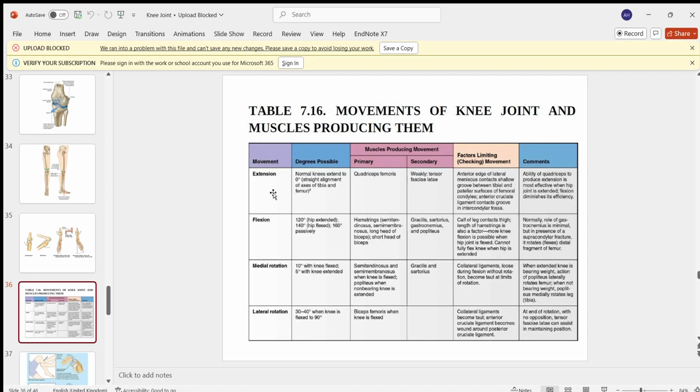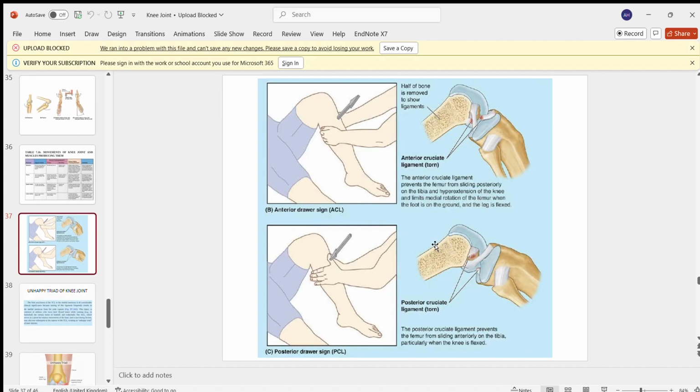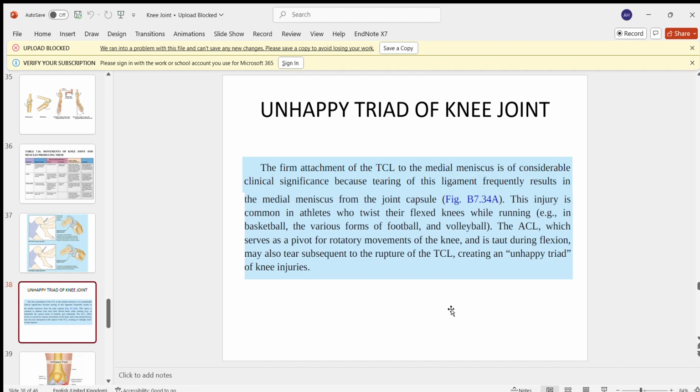As I have told you earlier, the extension is by quadriceps femoris and tensor fascia lata, and the flexion is by hamstrings and partly by gracilis, sartorius, gastrocnemius, and popliteus. Here we can see that if there is damage to the anterior cruciate ligament, it leads to positive drawer sign, the tibia moves anteriorly. And if there is damage to the posterior cruciate ligament, the tibia moves posteriorly, hence a posterior drawer sign.